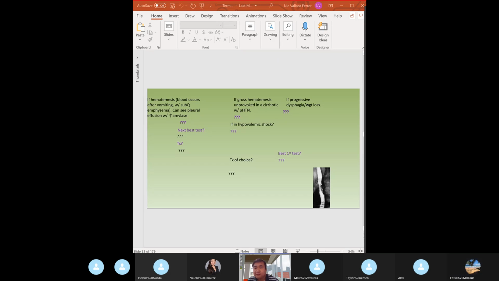I don't think we learned this. No, this is term 2. Esophageal varices. Did we learn treatments in term 2? I mean, not drug treatments?